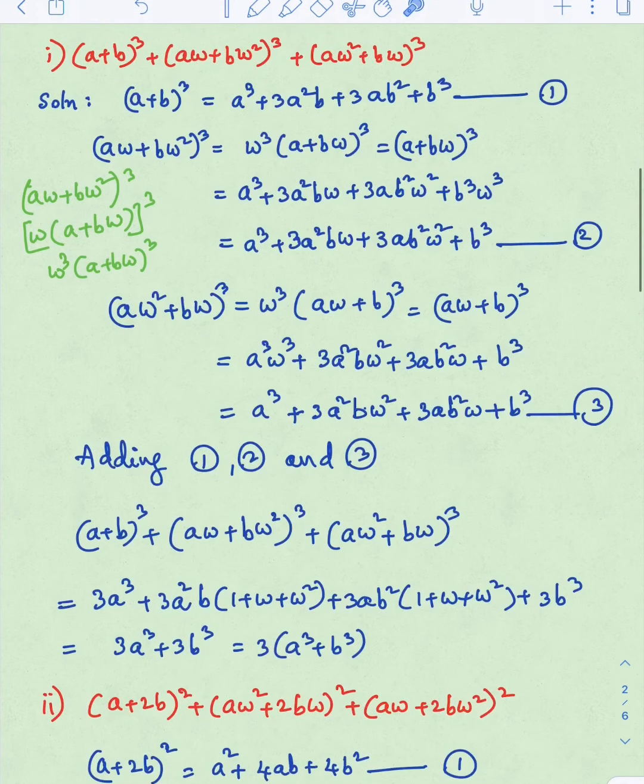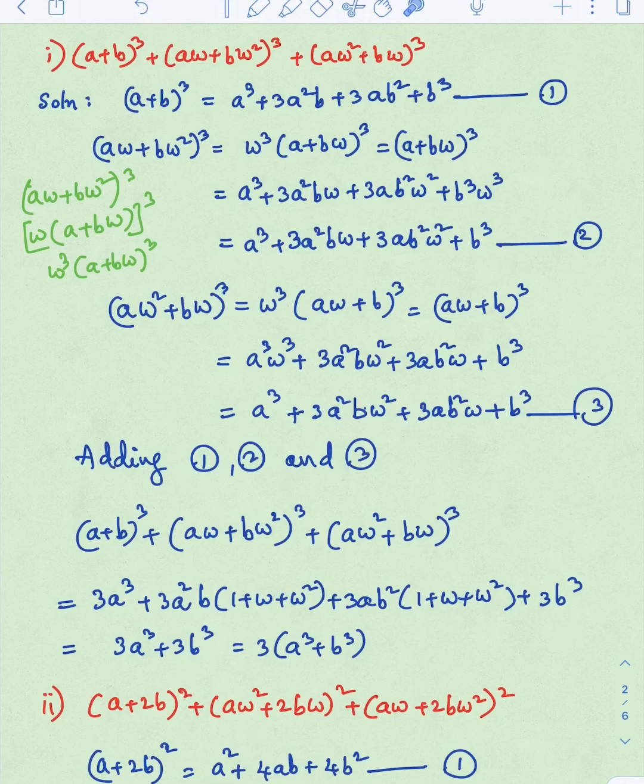After adding the LHS of these three equations, this one plus this one plus this one, in order, is equal to this number plus this number plus this number. I am writing directly that there are 3a cubes, this one and this one and this one. That's why I wrote 3a cube.